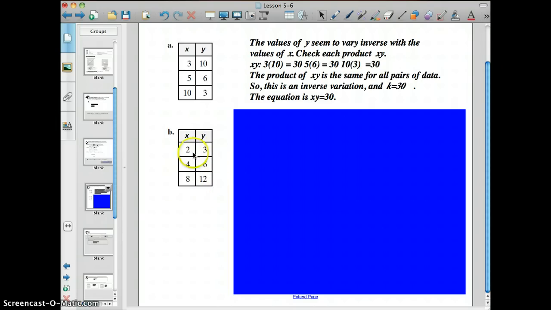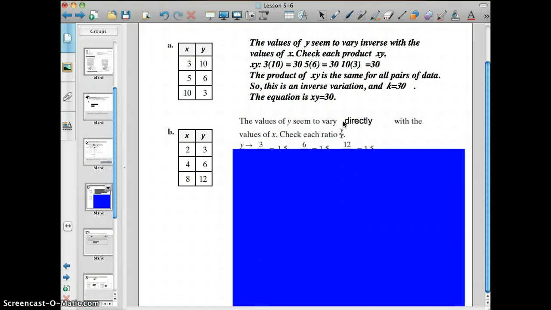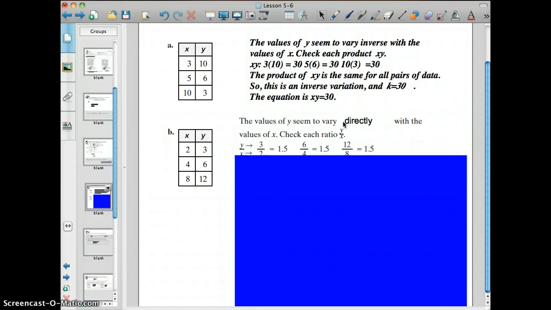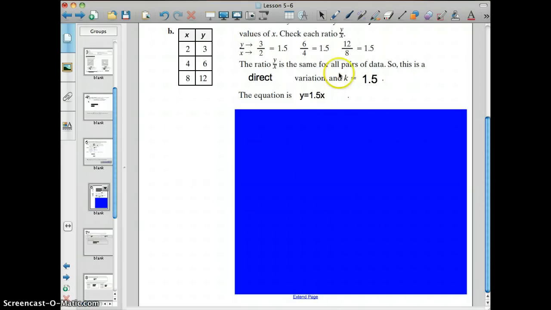However, if I take 3 and divide it by 2, I get 1 1/2. If I take 6 and divide it by 4, I get 1 1/2. And 12 divided by 8 is 1 1/2 as well. So in this situation, it is a direct variation. The ratio of y over x is the same throughout. And so I can say that this is a direct variation and the constant k is 1.5. So our equation would be y equals 1.5x.